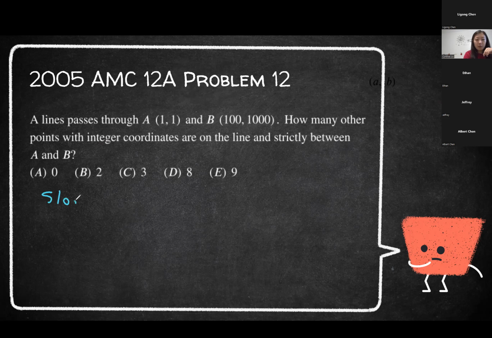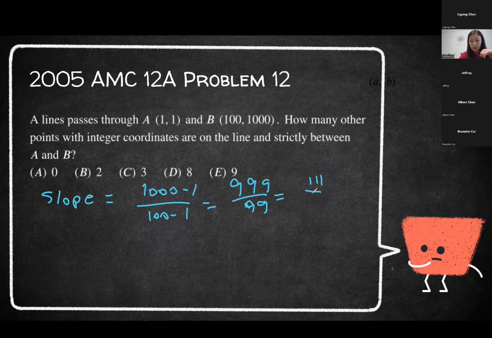So the slope will be equal to y2 minus y1 over x2 minus x1, right? Which is 1,000 minus 1 over 100 minus 1, which is 999 over 99. Divide the numerator and denominator by 9, and you can't simplify this further. So it's just 111 over 11 is your slope. And now if we plug it in to find b, I mean, we can do it really fast. Sorry, my mouse is glitching.